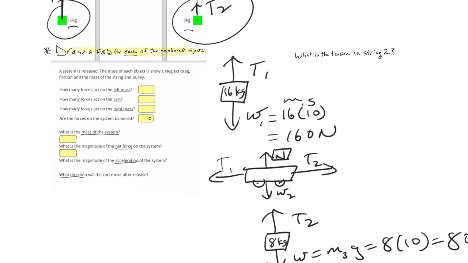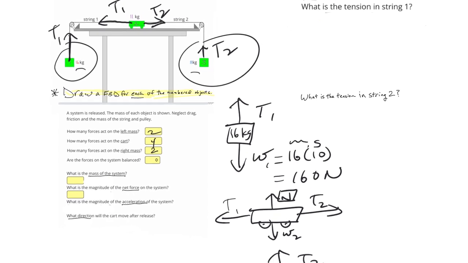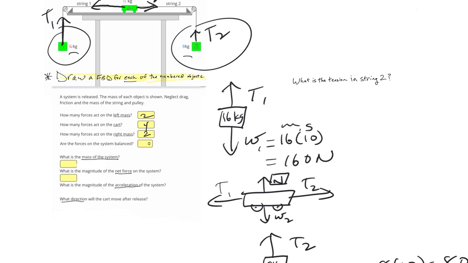How many forces are acting on the left mass? 2. How many forces act on the cart? Well, actually 4, but only 2 are affecting its acceleration. How many forces on the right mass? 2. Are the forces on the system balanced? No, because this is more massive than this. So this weight 1 is bigger than weight 2. So it's going to move to the left in the direction of the bigger weight, or forces. So I'm going to say no.